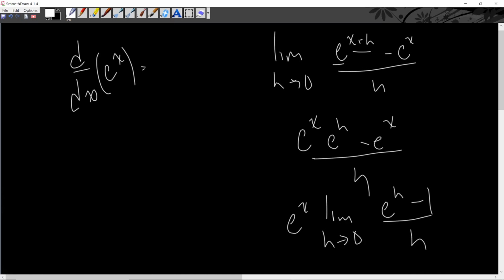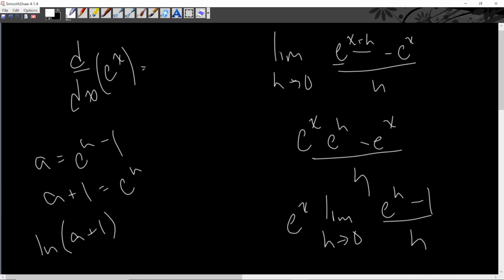And now we say that a is equal to e to the h minus 1, and then we add 1, a plus 1 is equal to e to the h, which means that ln of a plus 1 is equal to h. So let's plug that in. We have a over ln of a plus 1. So now we can multiply both the numerator and the denominator.